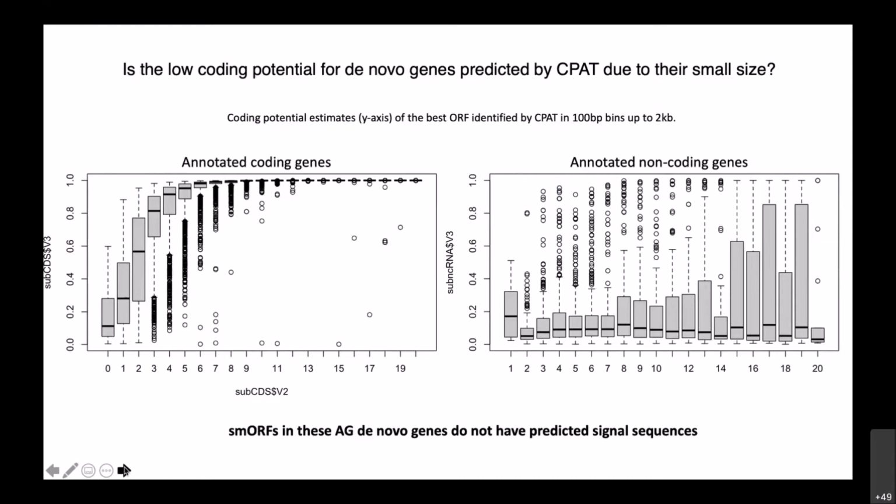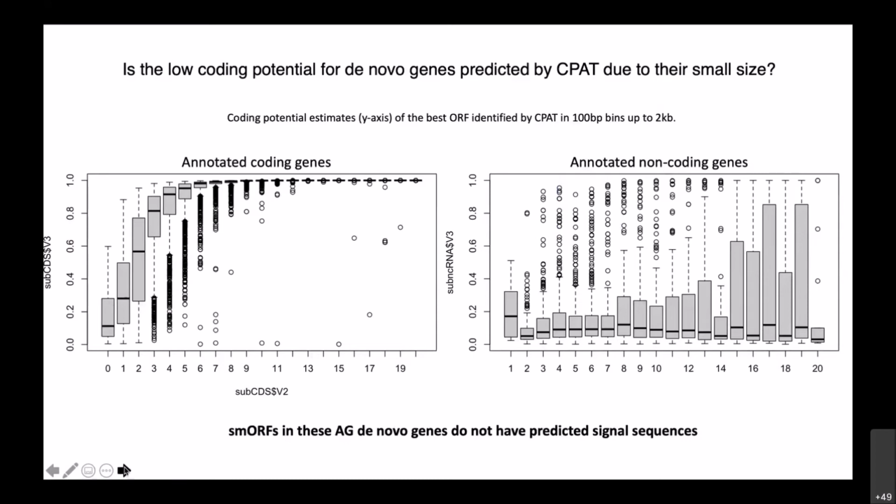Now on the left, we see all the annotated coding genes, and here you see a different story, which is that, especially at the tail of the distribution of gene size for the really small genes, CPAT, if you think the annotation is correct, is making a lot of errors. It's calling small annotated coding genes non-coding. So this made us a little worried that perhaps we're not getting the right answer from this piece of software.